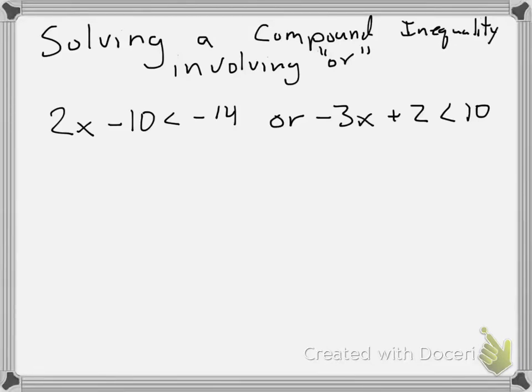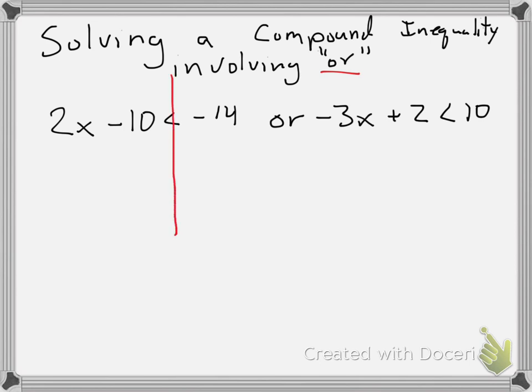This is solving a compound inequality involving OR. So in this game we have two inequalities. We have our 2x minus 10 is less than negative 14, or our negative 3x plus 2 is less than 10. So in order to do this, we're going to have to solve both inequalities separately, and then we can put it together at the end, see how it works.